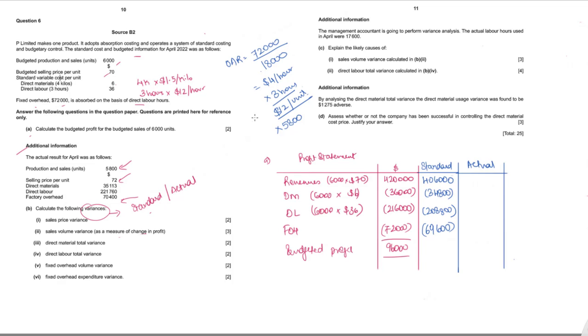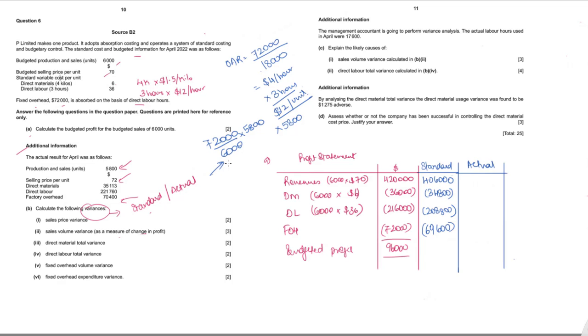Now there is also an alternate way of doing this. You can directly take 72,000 divided by 6,000 into 5,800. Why am I taking output in the denominator? Because here it says that absorption is to be done on the basis of direct labor hours. Then can we take output in the denominator? Yes, you can, because there's just one product. Let's say if there are multiple products and each product takes a different time to be produced, then you cannot take the output directly in the denominator. In that case, it is mandatory to use labor hours.